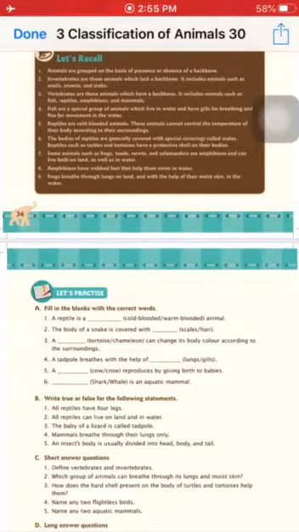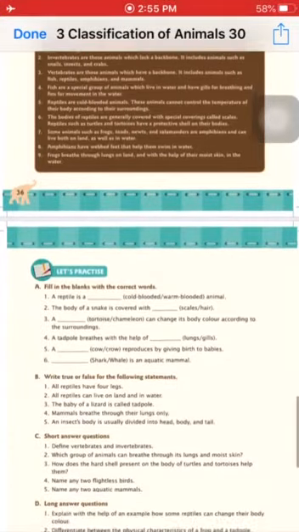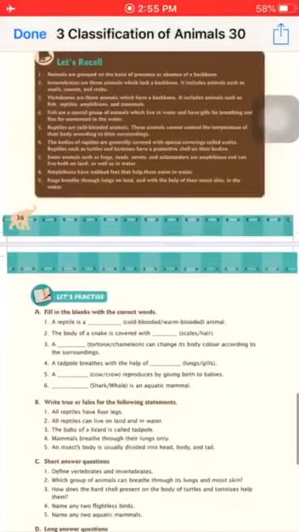A tadpole breathes with the help of gills only because a tadpole is present inside the water, not on land. A dash reproduces by giving birth to babies. So, cow is a mammal. So the answer is cow. Dash is an aquatic mammal. Whale. Next is true false.